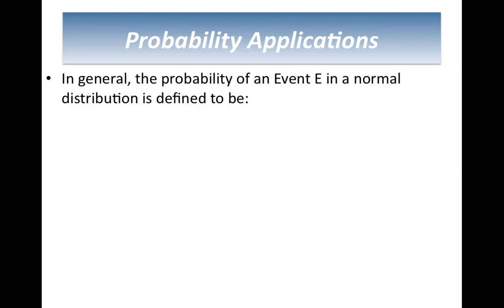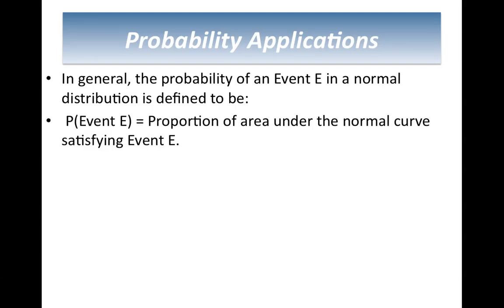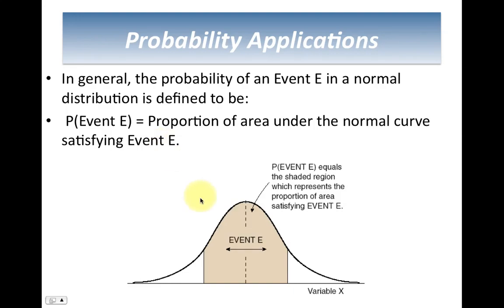Okay, in general, the probability of an event E in a normal distribution is defined to be the proportion of area under the normal curve satisfying event E. So if we see a question in this chapter where we're asked for a probability of something happening, we simply have to find the proportion of area under the normal curve of that event happening.